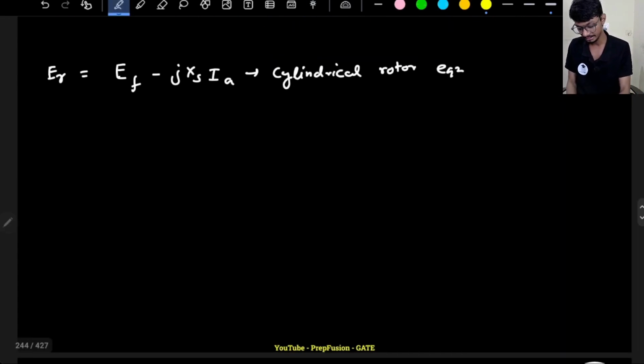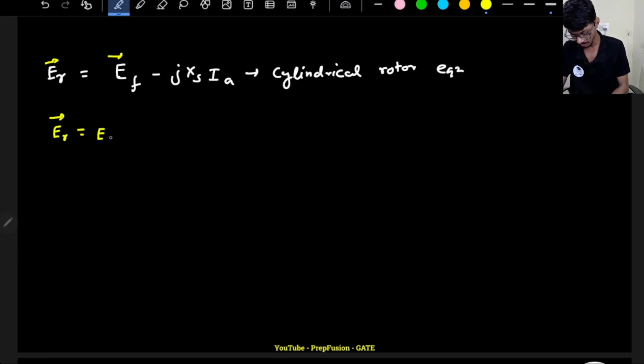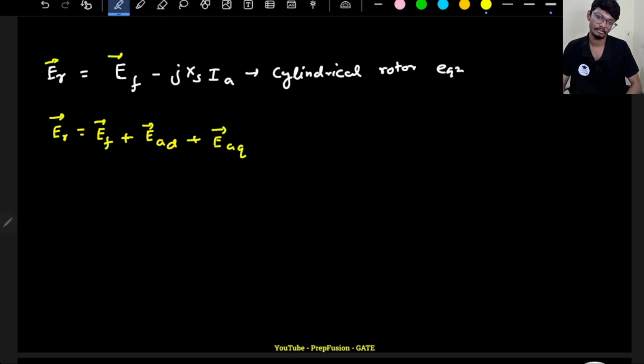So my ER in the salient pole rotor, as a vector, will be equal to EF plus the armature induced EMF along the direct axis plus the induced EMF along the quadrature axis. Okay, induced EMF along the direct axis and along the quadrature axis. Very important to understand.